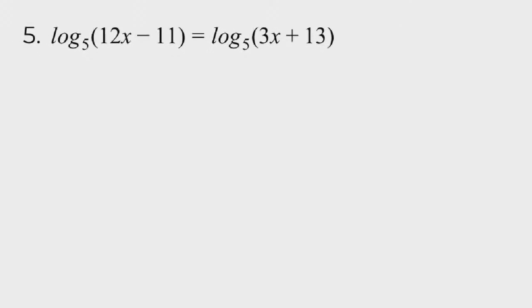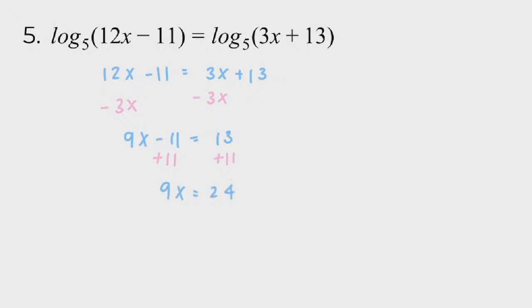Okay, number 5. We have log base 5 of 12x minus 11 equals log base 5 of 3x plus 13. Since they both have log base 5 and nothing else, we can just set the insides of the parentheses equal to each other. And then we're going to solve for x. So that would be 9x minus 11 equals 13. So we get 9x equals 24. And we get x equals 8 over 3 when we simplify.